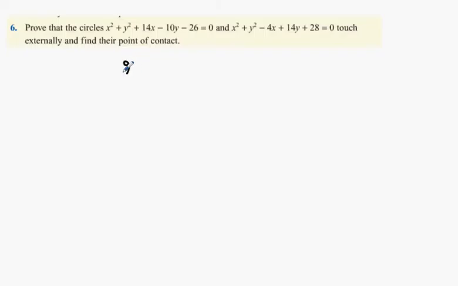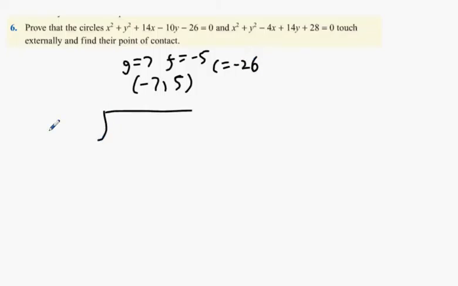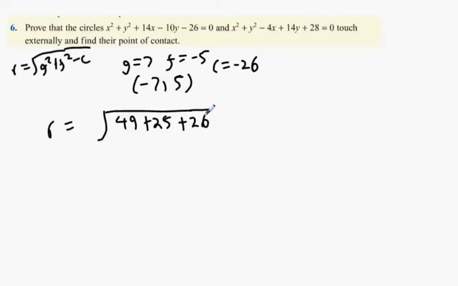I'm going to tell you that the G value is 7. I'm going to tell you that the F value is -5. I'm going to tell you that the centre of the circle is -7, 5. I'm then going to tell you what the radius is, because the C value is -26. So the radius is, I'll just leave it up here in the corner, the square root of G squared plus F squared minus C. G squared being 49, F squared being 25, and minus 26, so 25 plus 26. Add them together, you get root 100. The radius is 10. Okay?